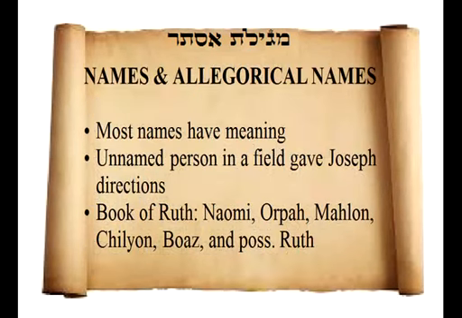We will now get back to the main topic of this presentation, which are names and specifically allegorical names. As we mentioned earlier, most names in Hebrew have meaning. Or, in some cases, it is important when a person does not have a name. We'll give an example of a classic person in the story of Joseph.